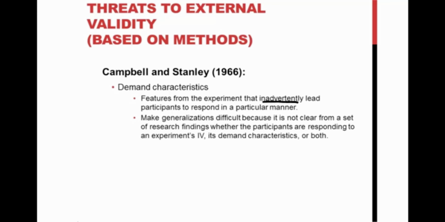And now it becomes hard to generalize results to all adults, not just adults who are willing to be volunteers. So why this is a threat to external validity is because it makes generalizations more difficult. We don't know if we can apply results to the real world.